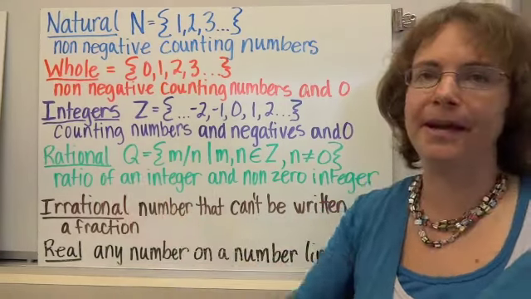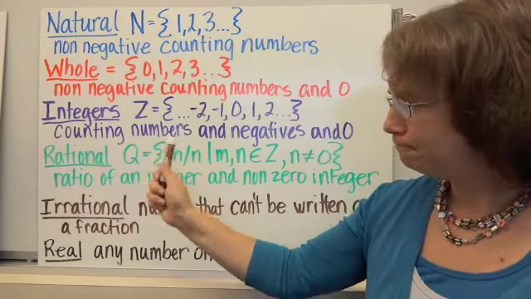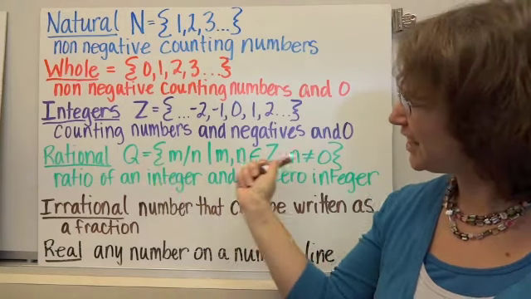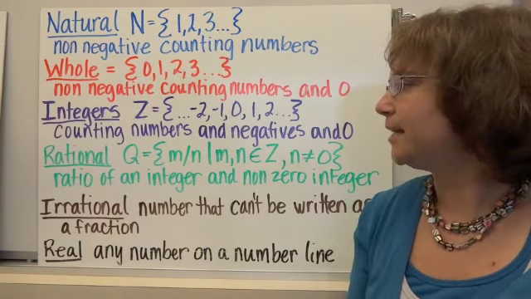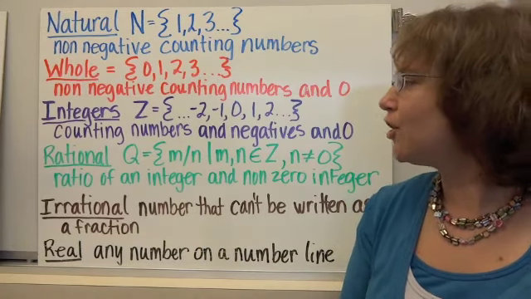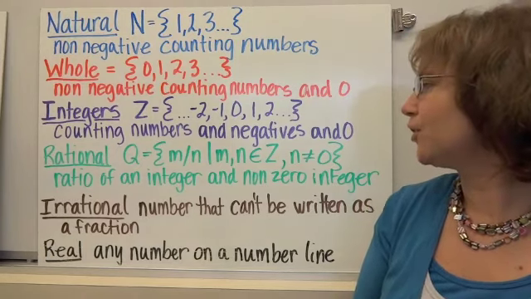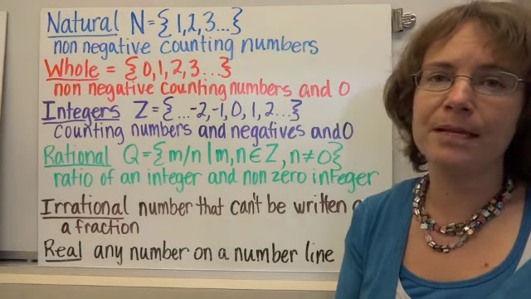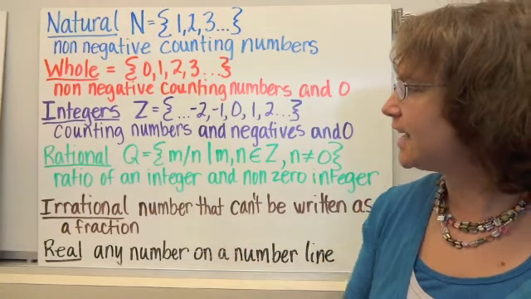Rational numbers represented by Q. I have no idea why rational numbers are represented by Q. And this set notation is a little bit tricky, so let's look at the definition first and then I'll explain this. Rational numbers are a ratio of an integer and a non-zero integer. So the denominator can't be 0, and we know that because we can't divide by 0. Now let's take a look at the set notation.